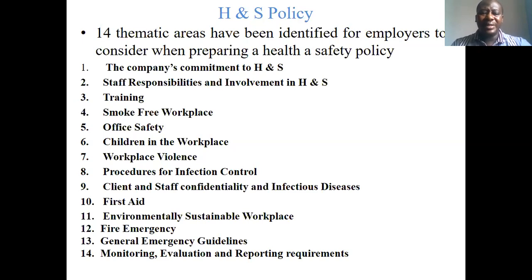Then workplace violence: violent staff, how does the organization's health and safety policy deal with that? Procedures for infection control when there's an outbreak of any disease, how is the organization going to control that? Client and staff confidentiality and infectious disease, first aid, environmental sustainable workplace, how is the organization going to cope with that? Then fire emergency, how are emergency issues regarding fire going to be handled? Then general emergency guidelines, monitoring and evaluation, and reporting requirements. So we're saying that for every health and safety policy, these 14 thematic areas should be considered.